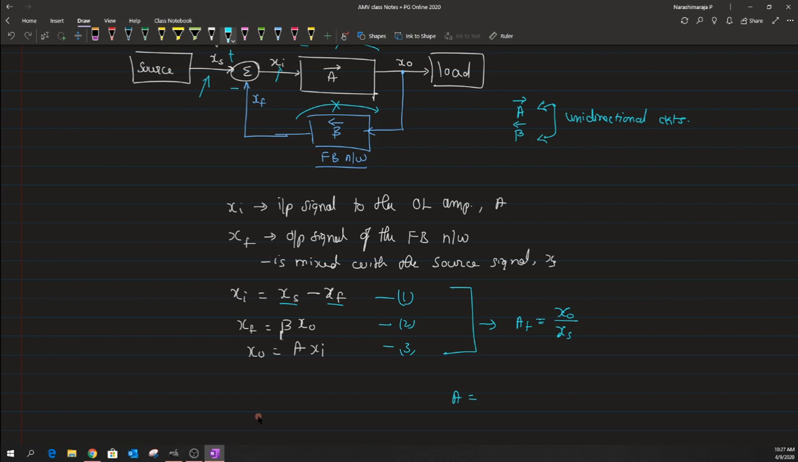Whereas the open loop gain has a transfer function which is x naught, the same as that of my output signal of my closed loop transfer function, but the input is not xs anymore, but it is xi, clear. So this is the transfer function of the open loop gain, and this is the transfer function of the closed loop gain, and one could write this transfer function of the closed loop gain in terms of the open loop gain as a divided by 1 plus a beta.